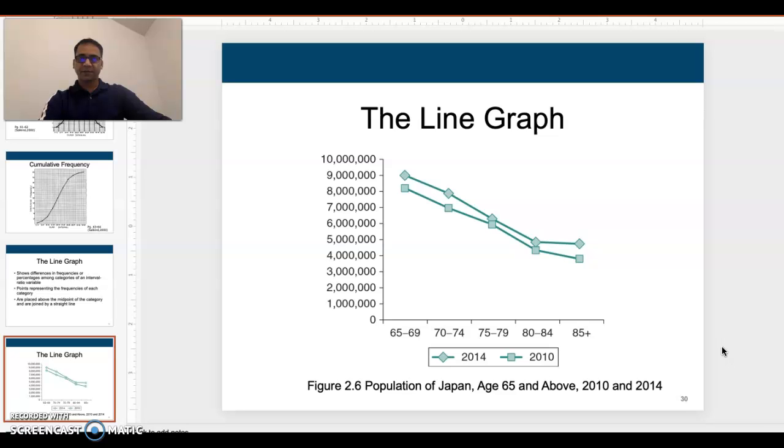On the vertical line, you can see the population, and there are two lines: the population in 2014, the top line, and 2010, the line below. So for each age range, you can see how this particular line is used to depict the increase or decrease in the population in those two years.